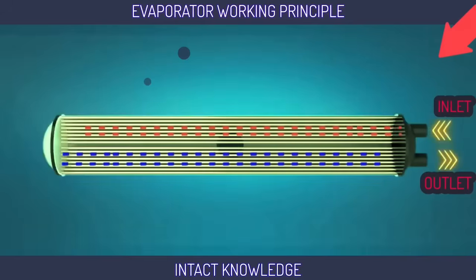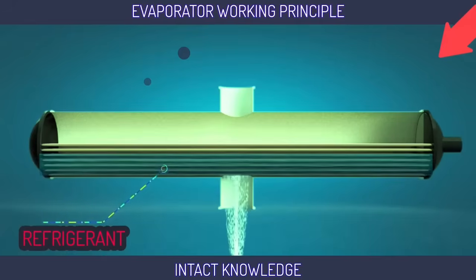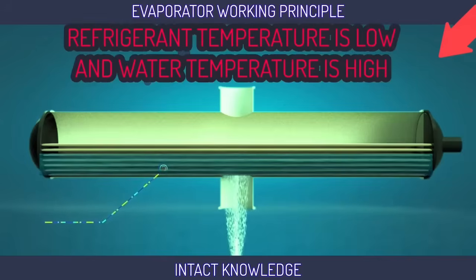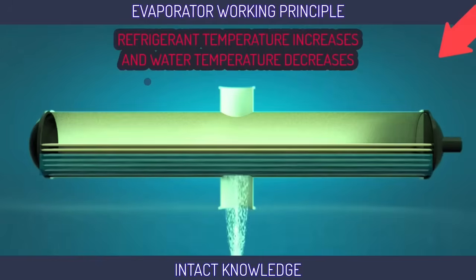Water coming from the AHU enters through the inlet. This water travels across the coil. The refrigerant from the expansion valve fills the evaporator through the inlet. This refrigerant surrounds the coils inside the evaporator. Since the temperature of the water in the coil is higher than the temperature of the refrigerant, as per the law of thermodynamics, the heat of the water will go to the refrigerant. Therefore, the temperature of the refrigerant will increase and the temperature of the water will decrease.